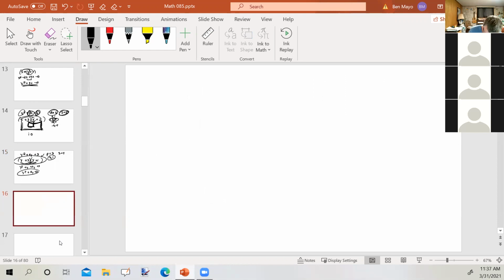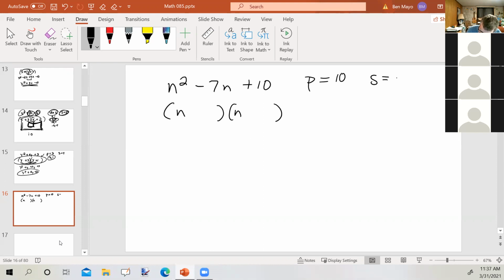Let's say we've got n squared minus 7n plus 10. Again, we have a trinomial, that's 3 terms. The terms are in descending powers of the variable n, and the leading coefficient of the first term is 1, or an implied 1. So we're going to split it up with an n and an n. We need a product that is 10 and a sum that is -7, okay? So the product is this number, the sum is the coefficient of the second term.